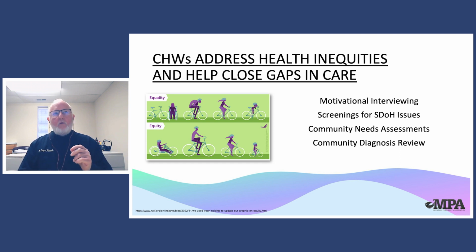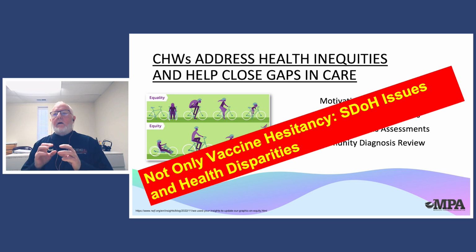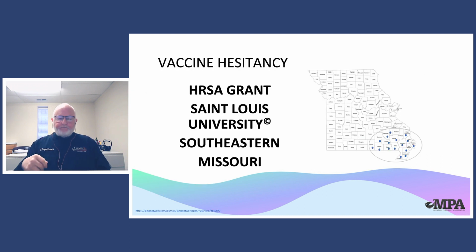And this can not only be done with vaccine hesitancy, but it can be done with social determinants of health issues to address health disparities. If a patient needs an appointment with a physician, perhaps they don't have transportation once that appointment's made. CHWs can help address this in your patient population. We discovered this with a HRSA grant during COVID.